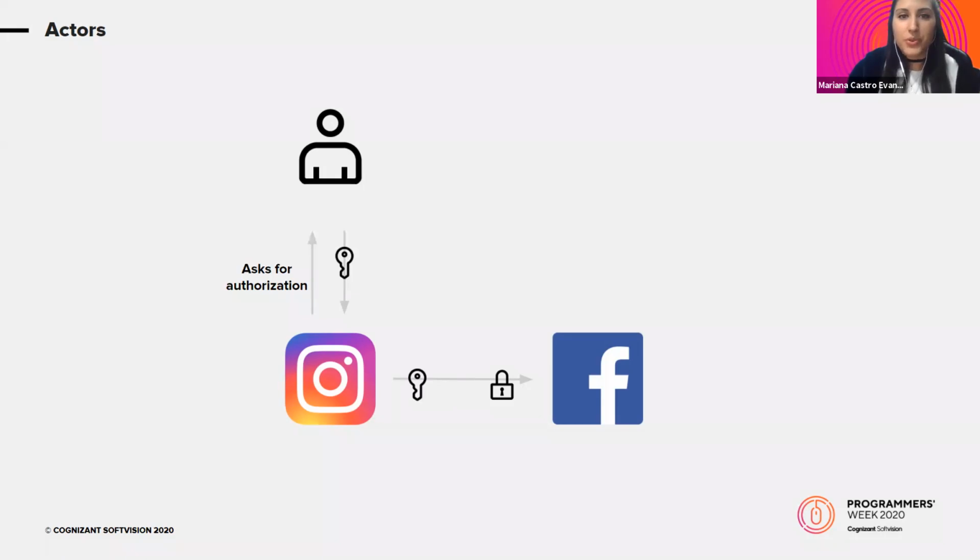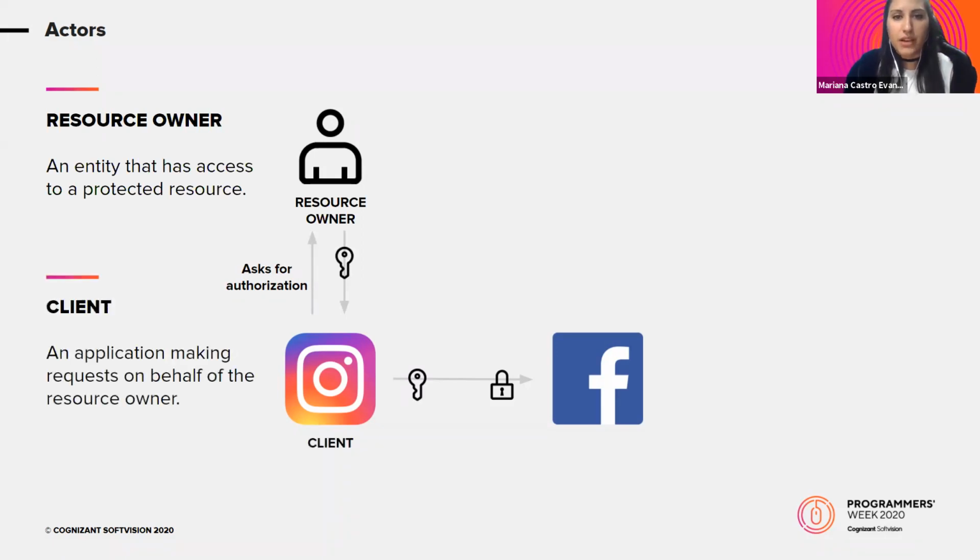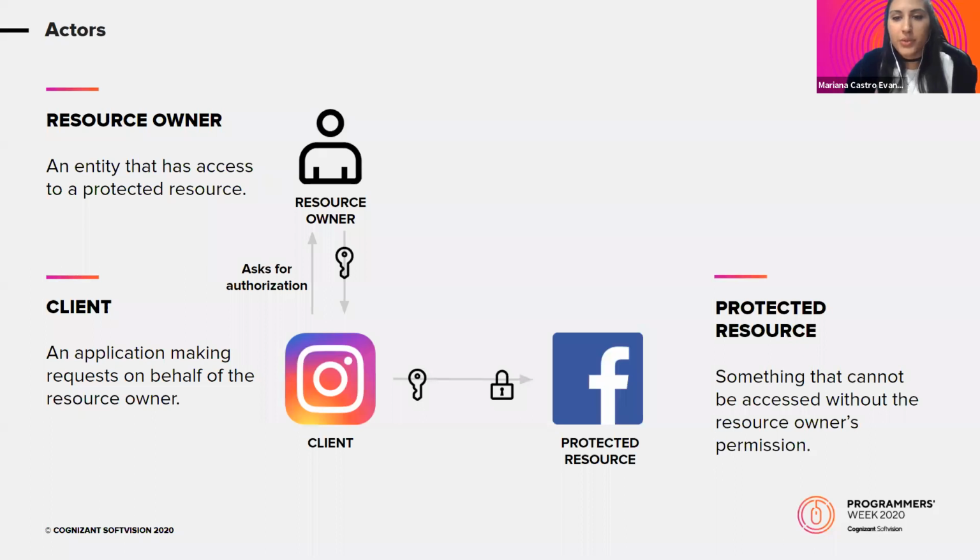So let's see who the actors are here in this example. First, we have the resource owner, which is an entity that has access to a protected resource. We also have a client, that's an application making requests on behalf of the resource owner. And then we have a protected resource, that is something that cannot be accessed without the resource owner's permission.